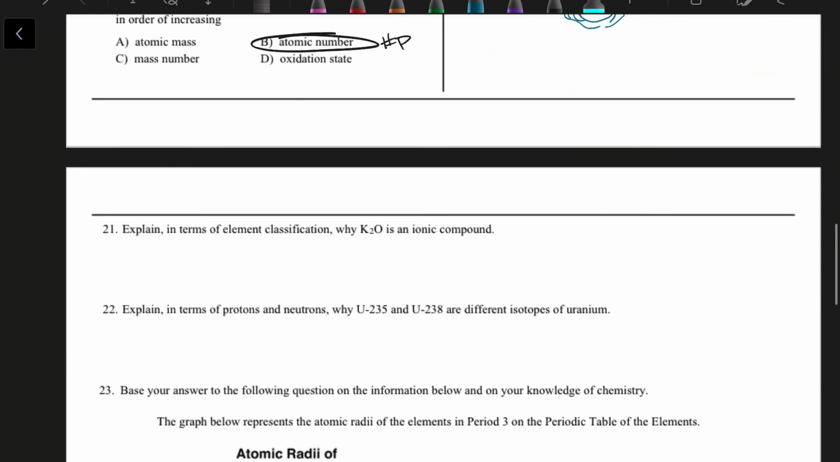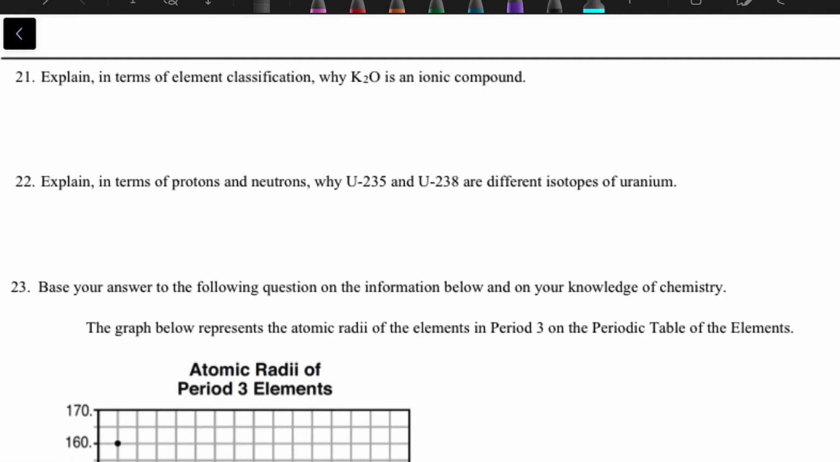Okay. Moving forward to the short answer questions. Again, when you're doing short answer questions, use as few words as possible. You want to keep stuff short and sweet. 21, explain in terms of element classification why K2O is an ionic compound.